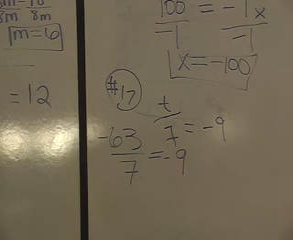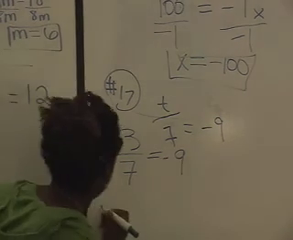Your variable is 63, so you just go 63 divided by 7 equals negative 9. And that's the answer.